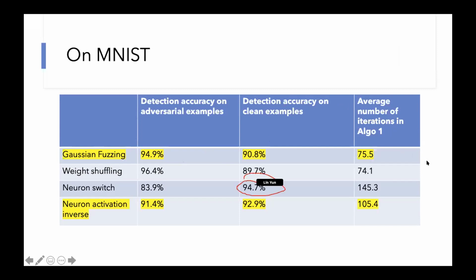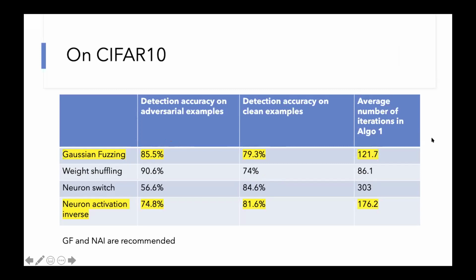The neuron switch may detect with more accuracy for the clean ones. So they should have an overall accuracy, right, instead of separating them. I think their previous paper, which uses the AUROC, is somehow like an overall measure. This is on CIFAR-10. So the paper recommends using Gaussian fuzzy and neuron activation inverse. Okay.